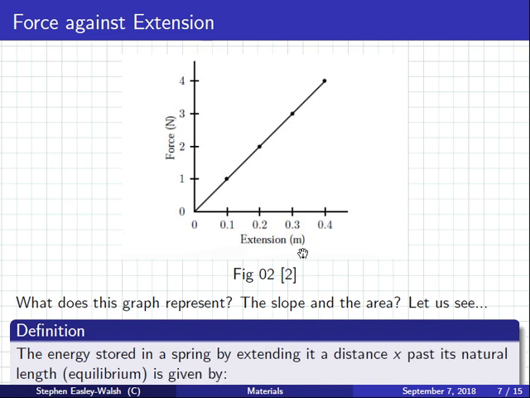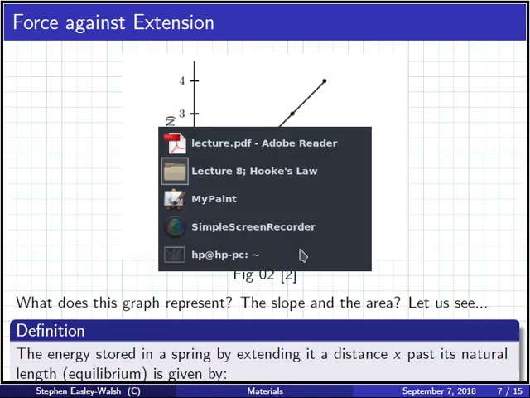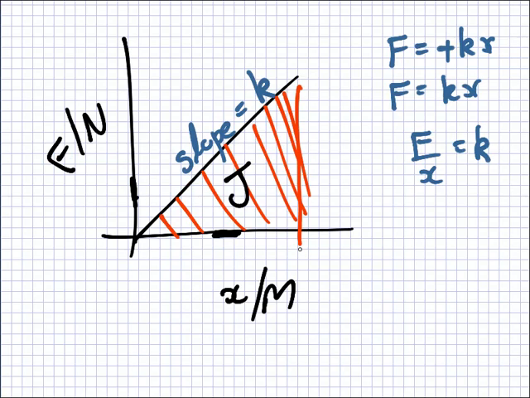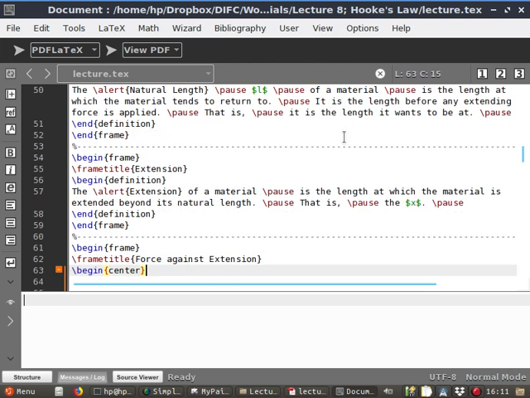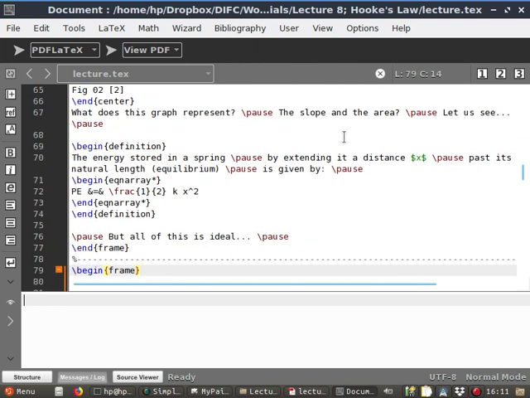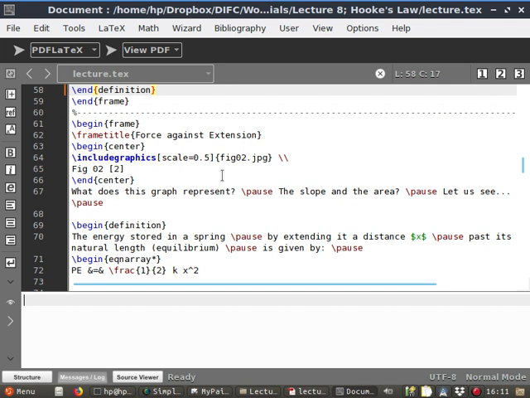Oh no, it's cut off. I can't see it. Hang on, let me fix that. Well, I can just write it here. Maybe I could make that smaller.